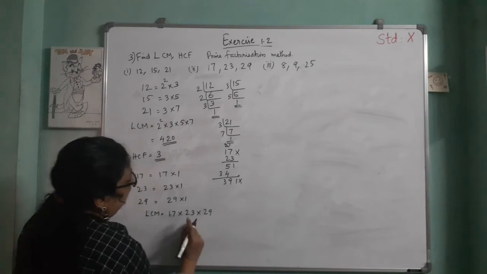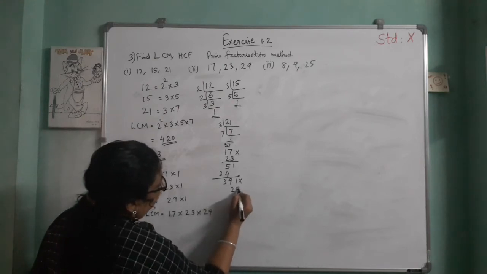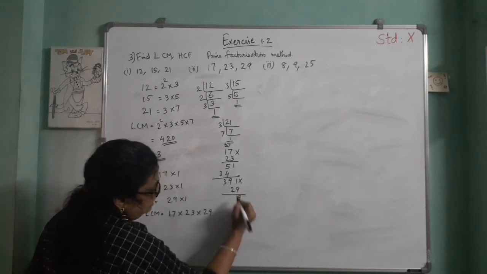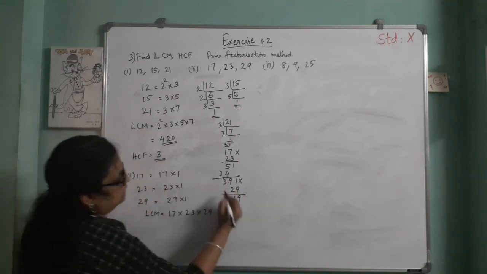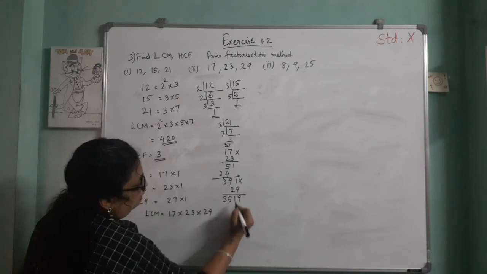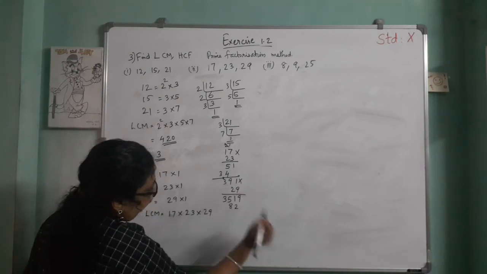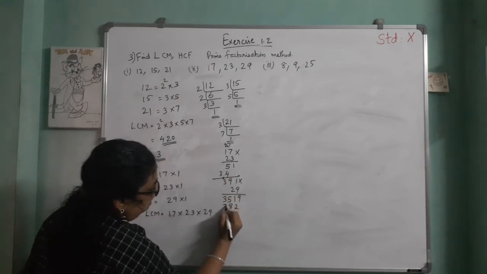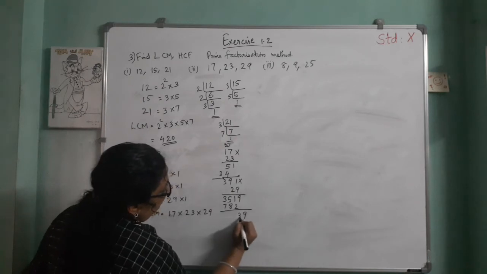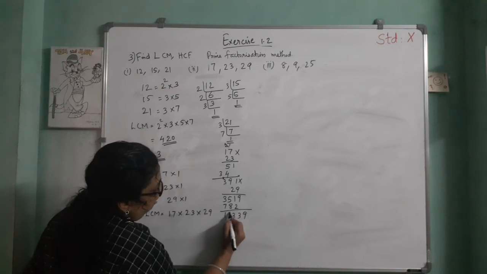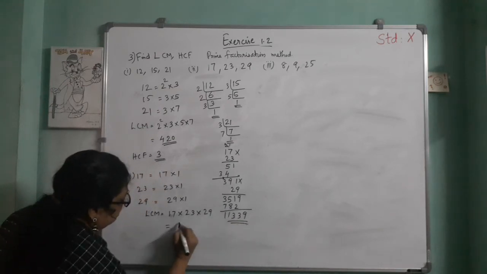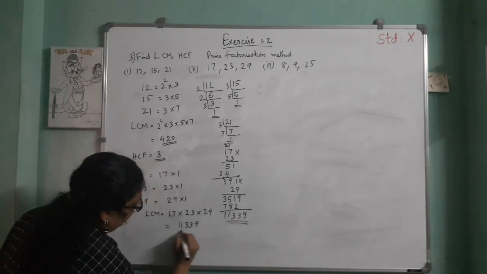Then again multiply with 29. 9 ones are 9, 9 nines are 81, 8 here, 9 threes are 27 plus 8, 35. 2 ones are 2, 2 nines are 18, 1 carrying, 2 threes are 6 plus 1, 7. Then 9, 3, 13, then 7 plus 3, 10 plus 1, 11. So the answer is 11339.